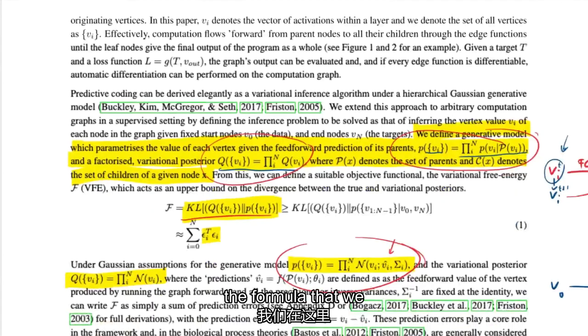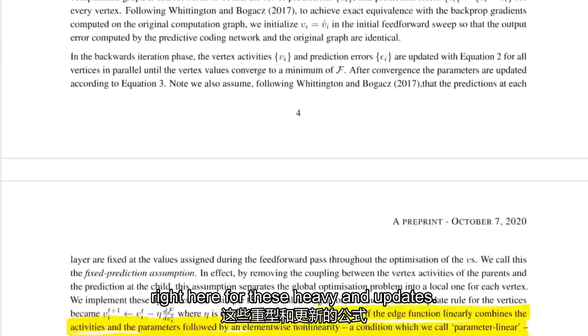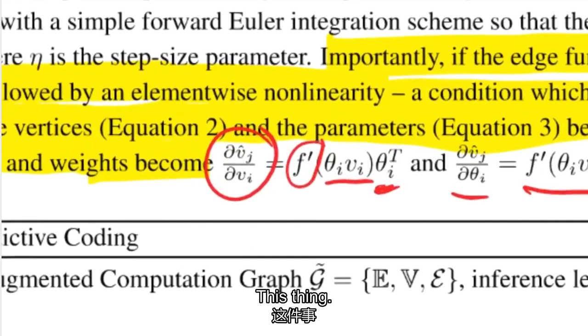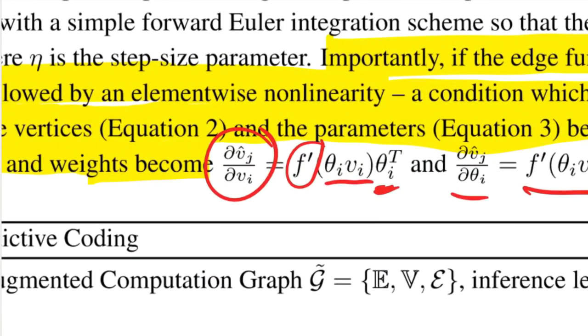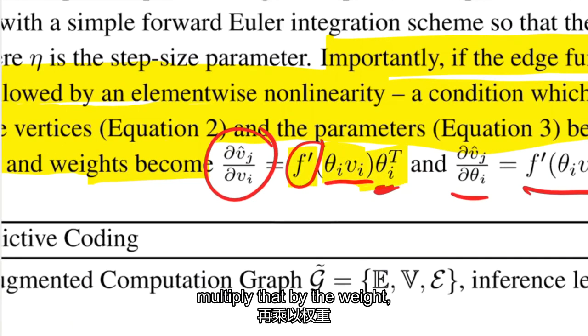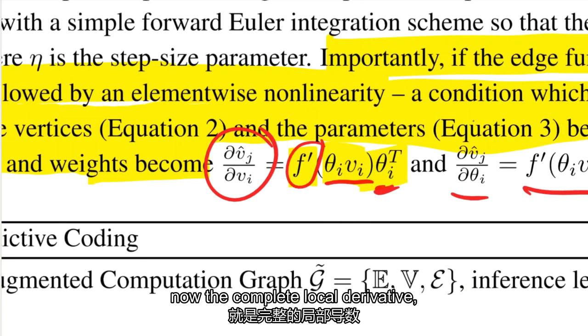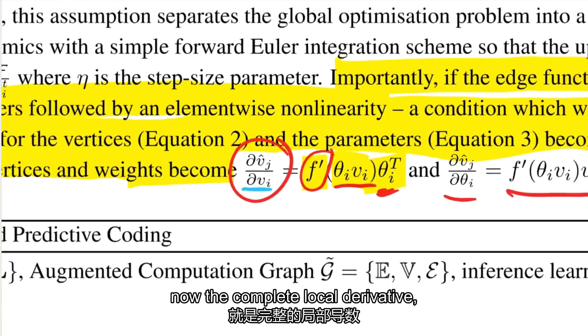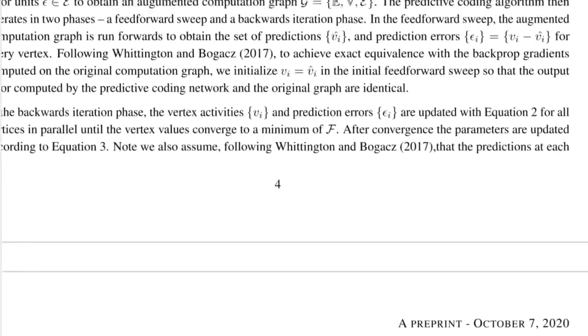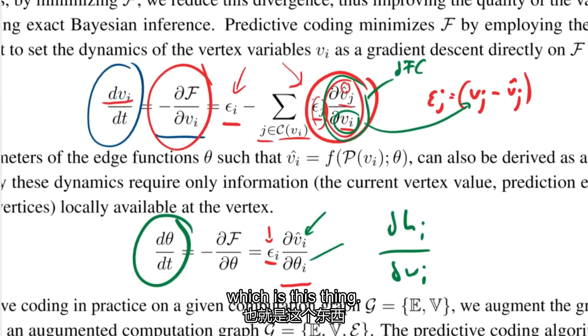So this completes the formula that we had right here for these Hebbian updates. These are the activations. This is the derivative of the forward layer. We're going to multiply that by the weight again. So this is now the complete local derivative, which is this thing I've already circled 50 billion times right here. And all we need to do now is multiply this by the error, by the prediction error in that layer.